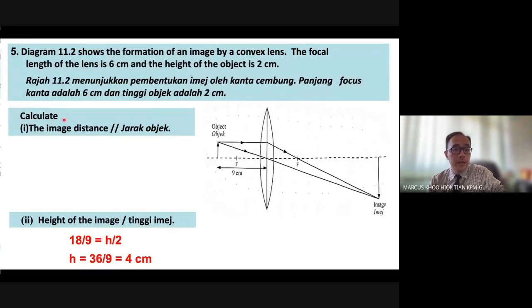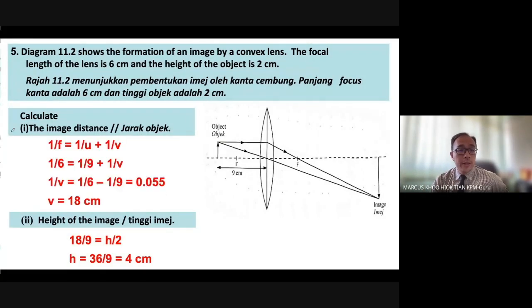Can you calculate the image distance? Go ahead, calculate the image distance, and after that I will explain this in a little while. Okay, calculate the image distance first. From the drawing, you know that it's a real image, so your V answer should be positive. If you do everything correctly, 1 over V equals 0.055. So you flip it around, 1 over 0.055, you get V, which is around 18 cm.